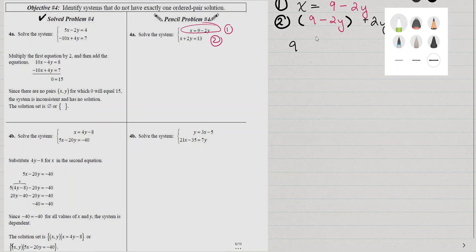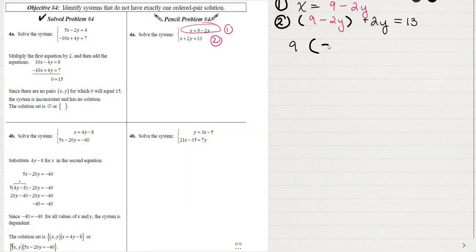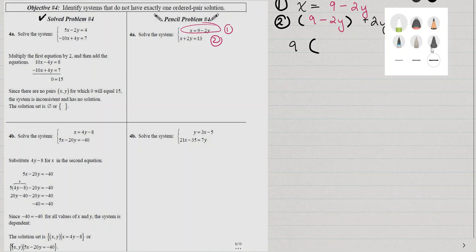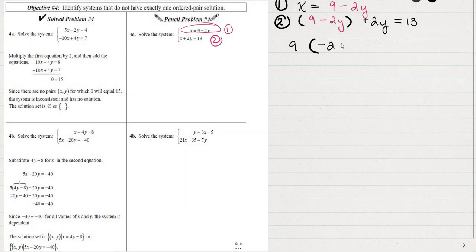By using the associative property, I could regroup this to be 9 minus 2y grouped together, but I'm going to group the negative 2y plus 2y. And do you see what happens here? That 2y and minus 2y cancel each other out. So we're left with 9 equals 13.